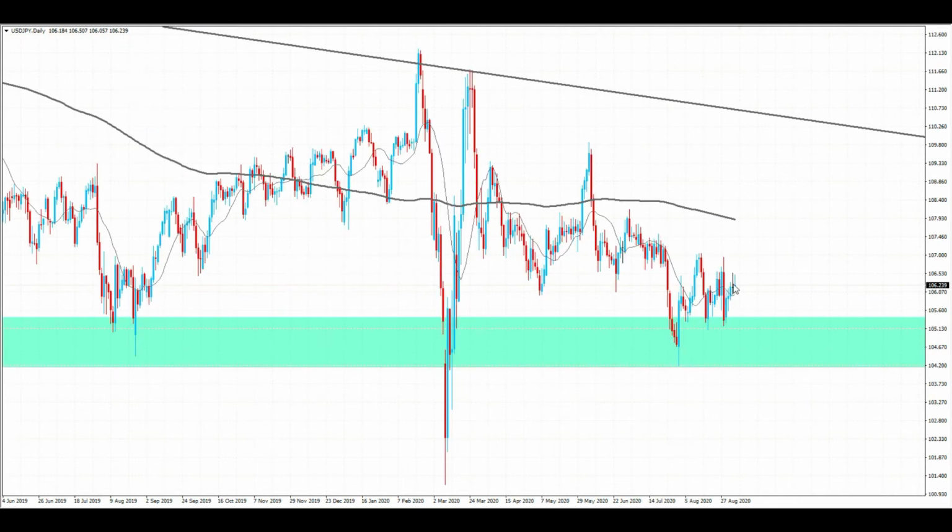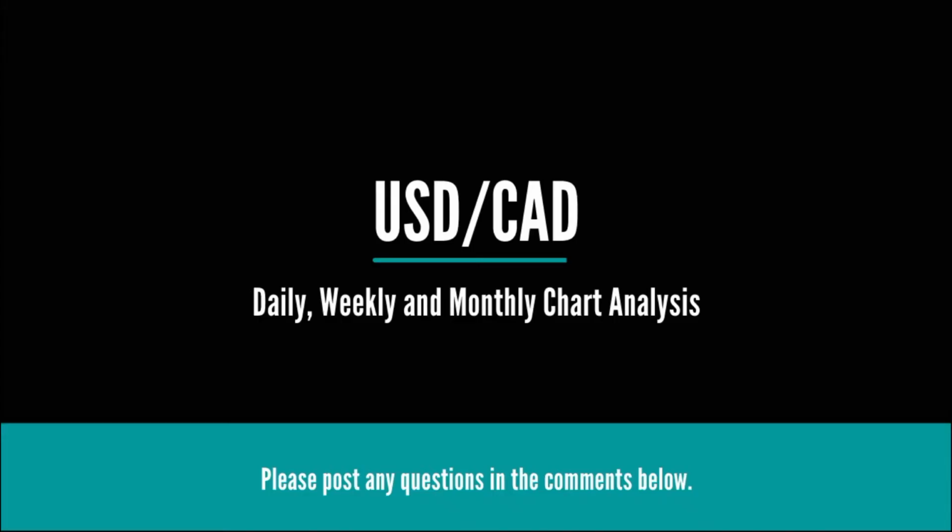But if we do get a nice break to the upside, that's where we can be expecting price to give us a nice swing. But again, we still need to break our daily level, and if we do, you can be looking for entries when price retests it. Now let's take a look at USD CAD.